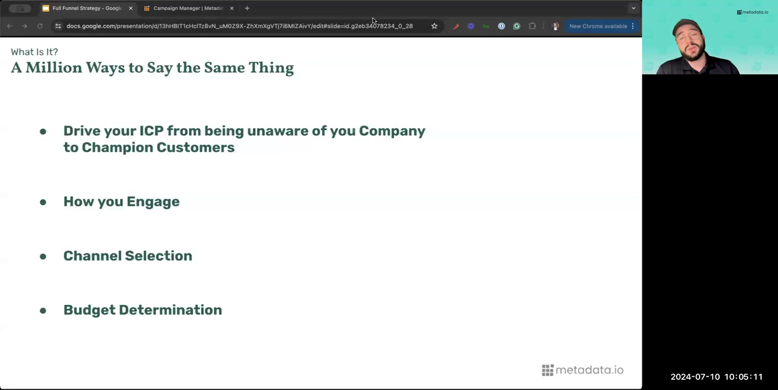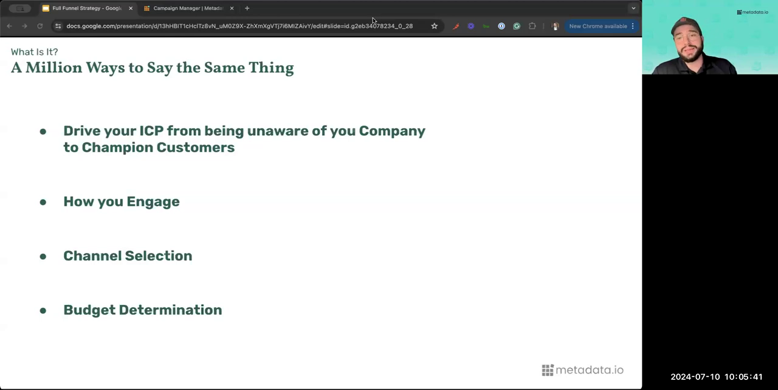So with that holistic customer journey, we're really aiming to drive your ideal customer profile from unaware of your company to champion and returning customers. And that is one of the simpler ways to frame it without having 40 pages of slides with different funnels and math broken out within it. It's also going to determine how you engage your customers or your prospects. It is going to have a heavy impact on your channel selection.